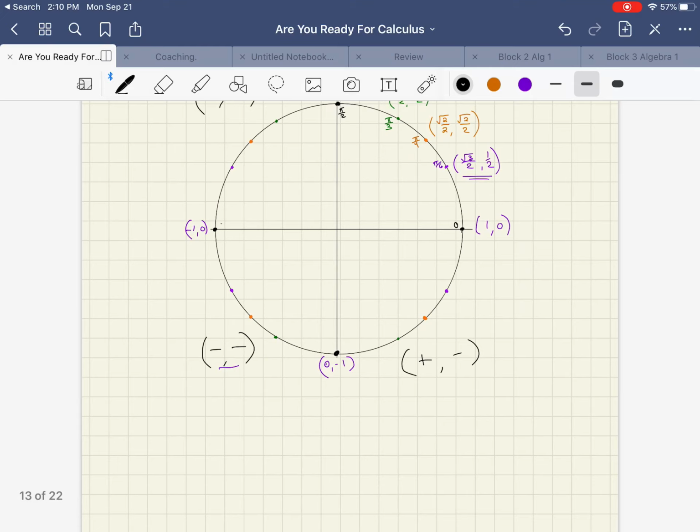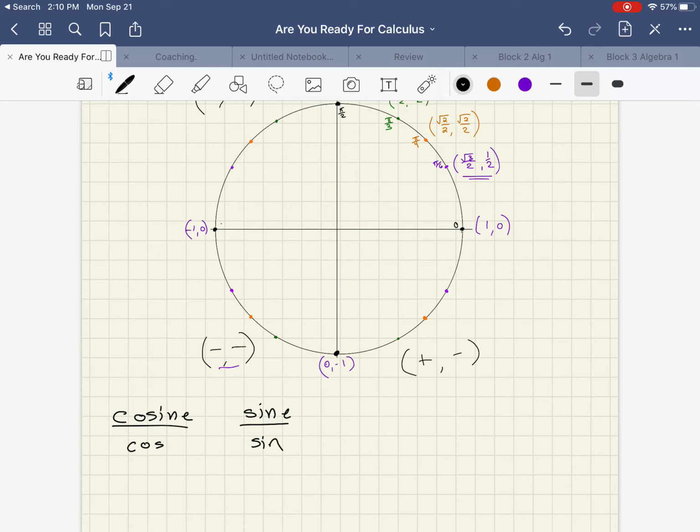All right, so we're back looking at the unit circle, and we need the unit circle to help us understand what exactly cosine and sine are. So we have cosine, which we shorten with COS, and sine, which we shorten with SIN.